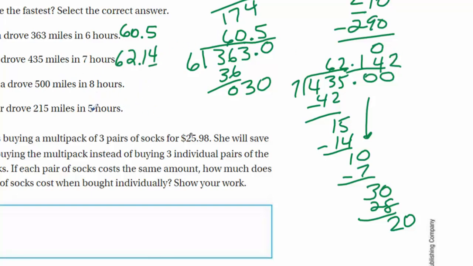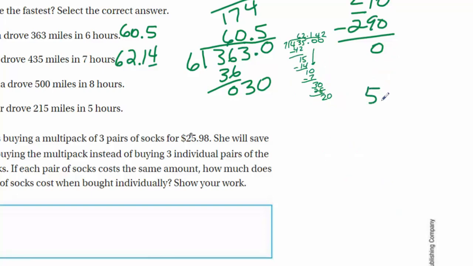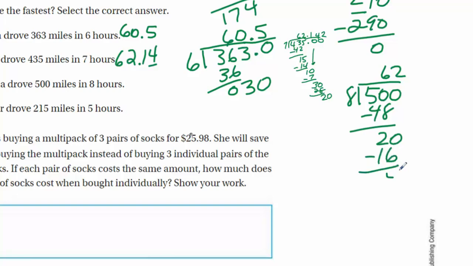Next we have 500 miles in 8 hours. All right, I'm needing some more room here. Maybe we want to move some stuff around. So now if I take 500, 8's going to go into 50, what, 6 times for 48. Subtract, I'm going to get 2 left over. 20, well, it's going to go in there twice. That's going to be 16. That'll leave me with a 4.